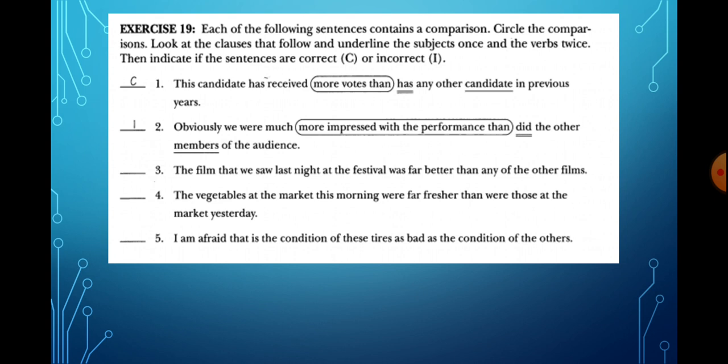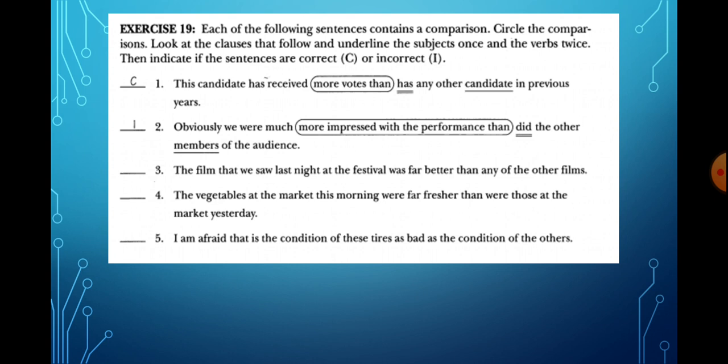Number 3: the film that we saw last night at the festival was far better than any of the other films. So the film is the subject; that we saw last night, was better than any of the other films. So we saw it; it was better than any of the other films.